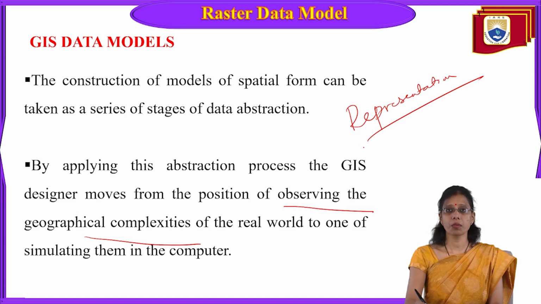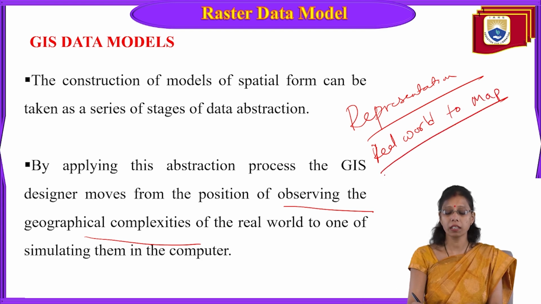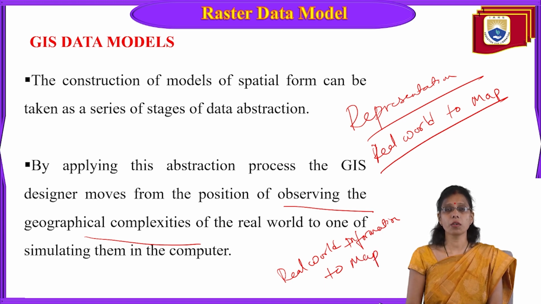In the previous lecture, if you remember, we just learned about the theoretical framework of GIS, that is from the real world to map. So what we are going to do is convert the real world information to a map, and in the form of models it will be represented. So in the form of GIS data models, it will be represented either in grid format or in point, line and polygon format.